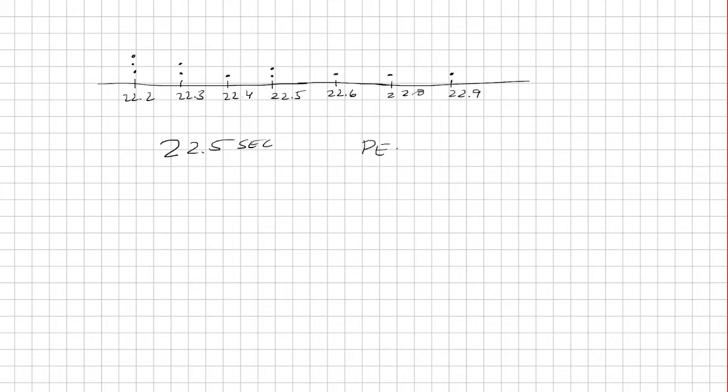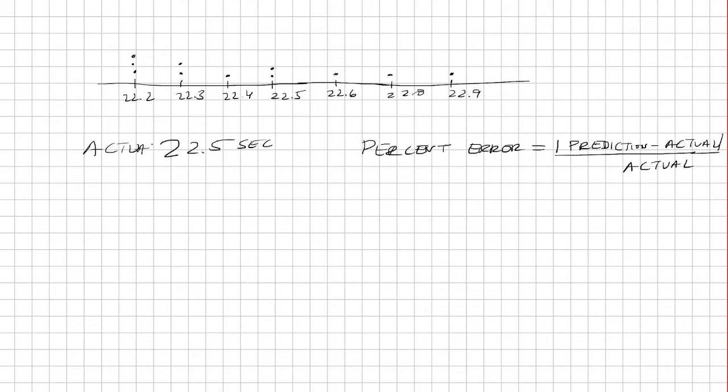So for the percent error, that's going to be the difference between the prediction and the actual. So you want to take an absolute value for that in order to make sure that it's positive. And then you're going to divide this by the actual. Okay. So the actual that they give us here was 22.5 seconds.